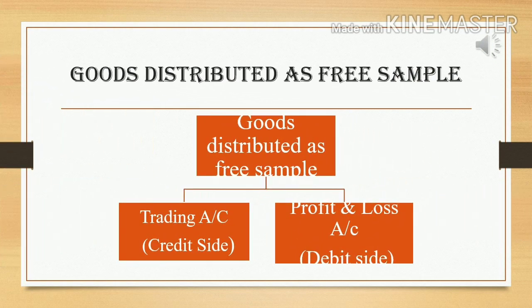Goods distributed as free sample. Many a time, businessmen distribute free samples of their goods. This is nothing but a kind of advertisement and a very simple adjustment to solve. So when goods are distributed as free samples, the very first effect is goods are going out of the business. So they will be recorded in trading account credit side. Second, doing advertisement is a kind of expense. So profit and loss account debit side. So if we club together, the adjustments for goods distributed as free sample are as follows. Number 1, trading account credit side. Number 2, profit and loss account debit side.